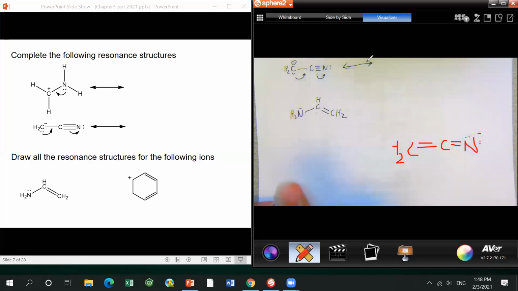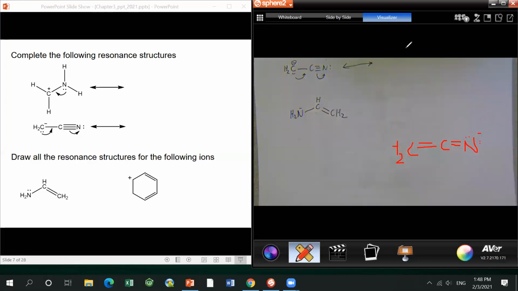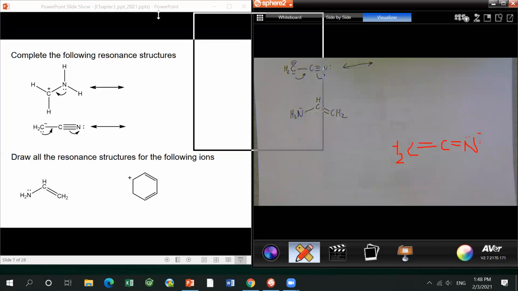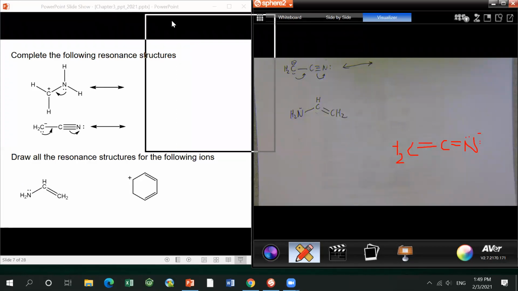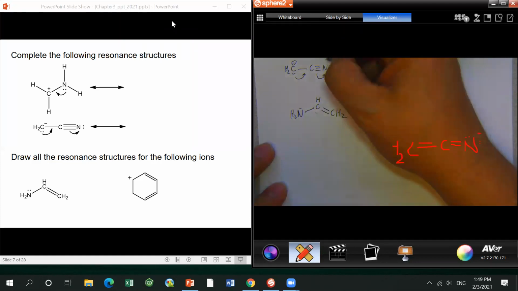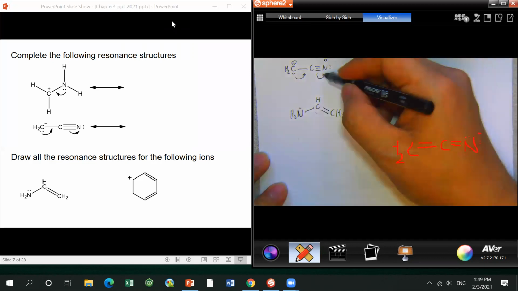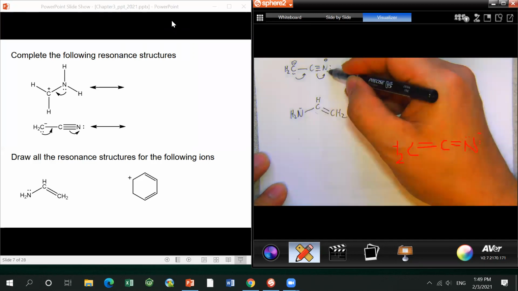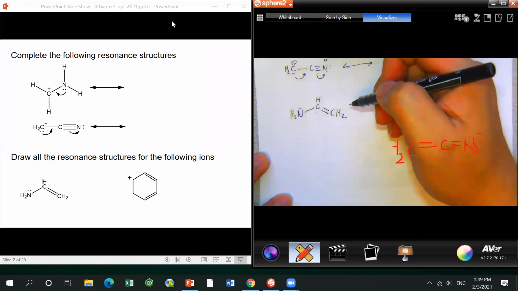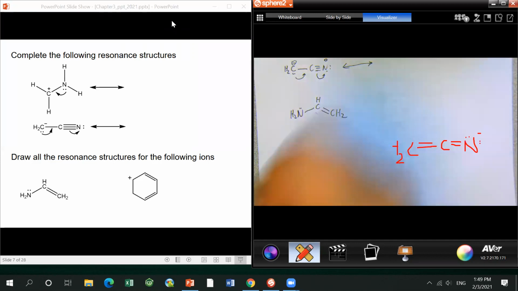So again, the first thing you need to do is... someone asks, why is the nitrogen -1? Because the original nitrogen has zero formal charge, and then you shift one pair of electrons to nitrogen. So nitrogen gains one electron, it becomes -1.